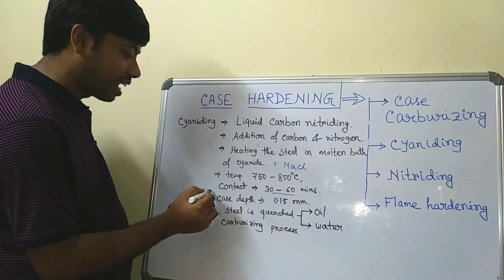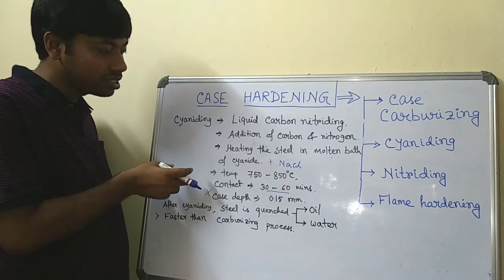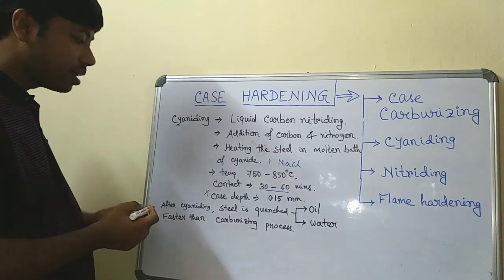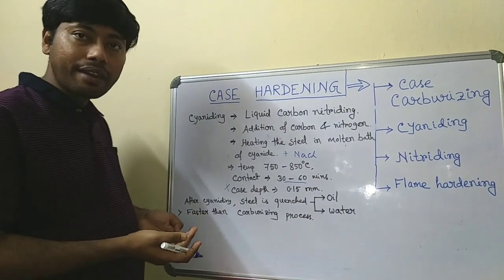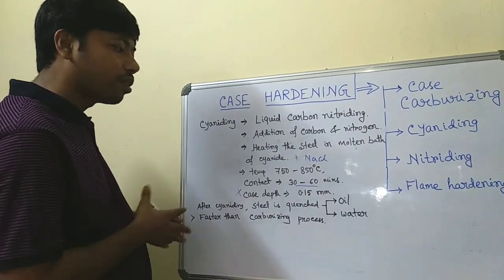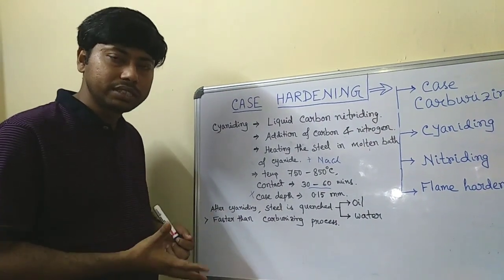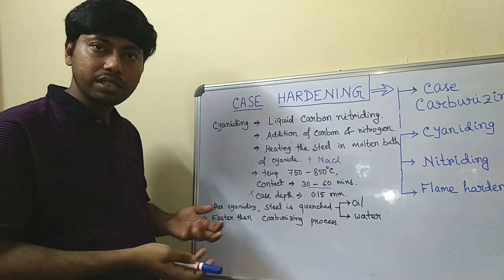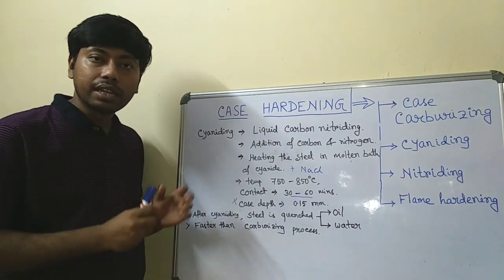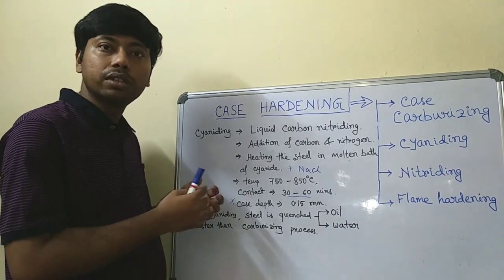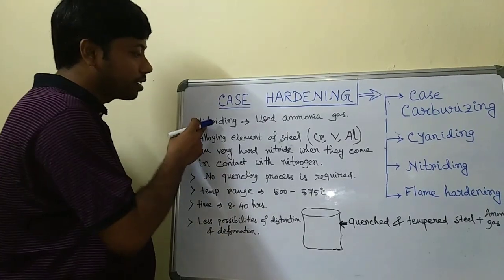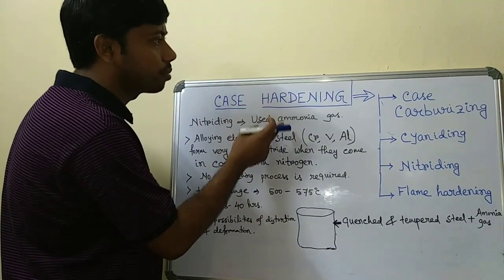Now, the case depth that can be achieved through the cyaniding process is basically 0.15 millimeter. After the cyaniding process is complete, the material is quenched in either oil or water. And one more important point is that it is a faster process compared to the case carburizing process. Okay. So nitriding is an important case hardening process.